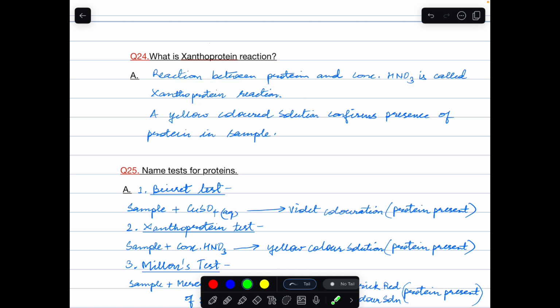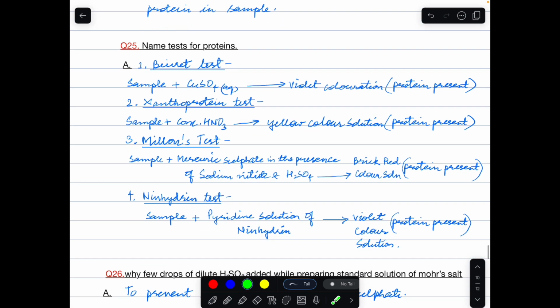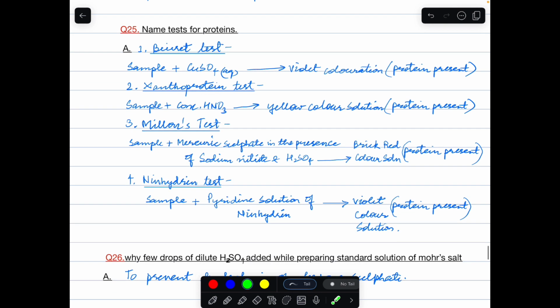The term xanthoprotein is meant for reaction with concentrated nitric acid, and in this case you will get a yellow colored solution. So if you have a yellow colored solution after treating with nitric acid, that confirms the presence of protein in the given sample. Name tests for protein. Along with the names, I have given you the basic test also, just as a revision. The tests for proteins are biuret test, xanthoprotein test, Millon's test, and ninhydrin test.